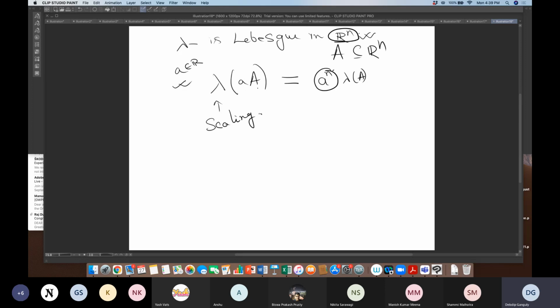Please review this before coming to the class. I will do scaling and all these things again. Dominated convergence theorem, monotone convergence theorem, Fatou's lemma. This type of scaling you should remember. And what else? Just let me check. Do you know something called polar coordinates? Anyone? Do you know something called polar coordinates?